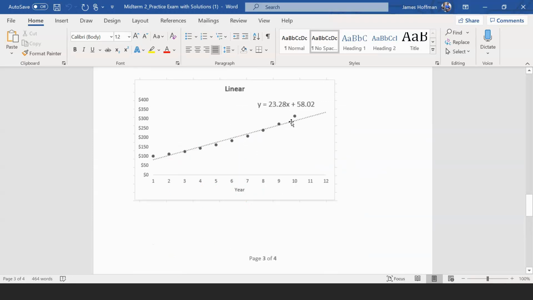So start with that equation. Y is equal to sales. Y is what you're explaining, and X is the time period, or the year. So your equation is given: Y equals 23.28 times X plus 58.02. Start with that, and then just plug in your X value for whatever year you're looking at. In this case, it's 12.